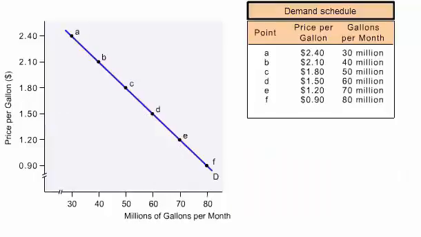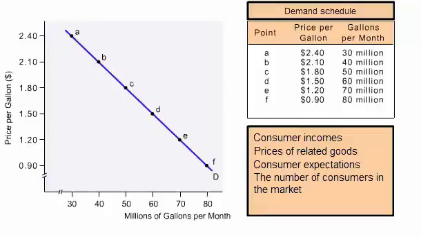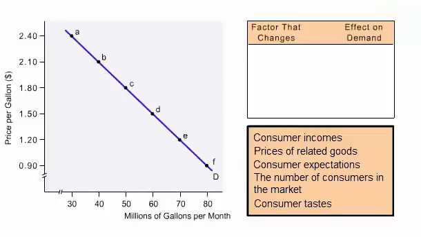A given demand curve like this one shows the relationship between price and quantity demanded, assuming that all other factors that could affect demand remain unchanged. Some other factors that could affect demand include consumer incomes, prices of related goods, consumer expectations, the number of consumers in the market, and consumer tastes. Let's see how a change in one of these factors affects demand.